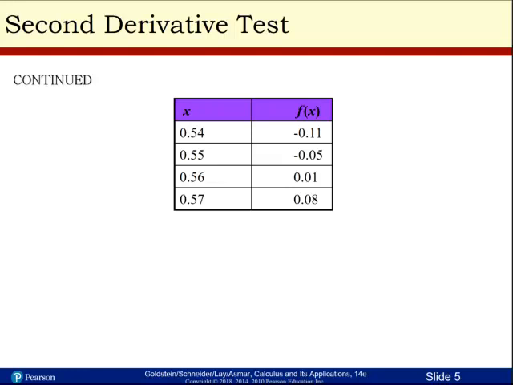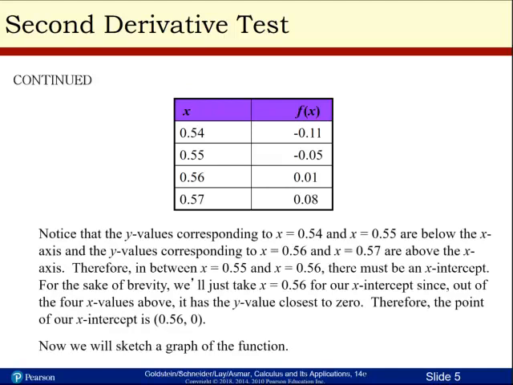Closer to 0.56 probably, because that's where it would be 0. 0.57 you can calculate it if you want to, but you can see that that's going up because that's 0.08, so that one I wouldn't even need. Notice that the y values corresponding to x equals 0.54 and x equals 0.55 are below the x-axis, and the y values corresponding to x equals 0.56 and x equals 0.57 are above the x-axis because they're positive. Therefore, in between x equals 0.55 and x equals 0.56, there must be an x-intercept.